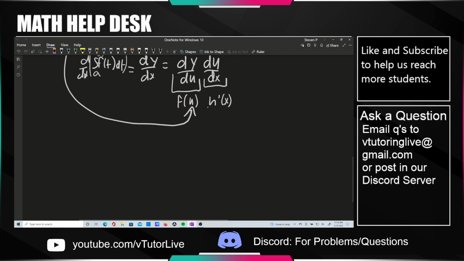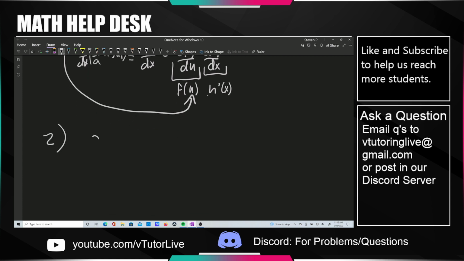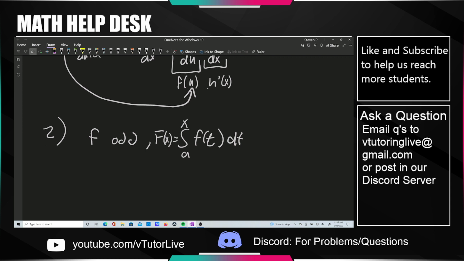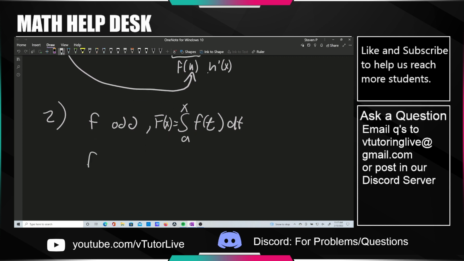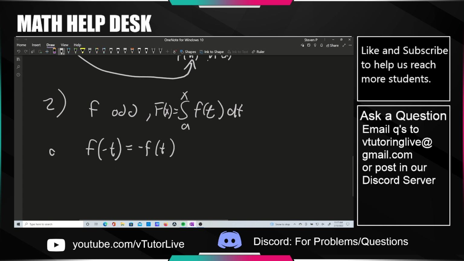Okay, so the next part is we're saying that f is an odd function, and its antiderivative is F. So that means that the integral of f of t dt from, I guess, a to x is equal to F of x. So we want to prove, if f is odd, that means that f of minus t is equal to minus f of t. Right? That's just the definition of an odd function.